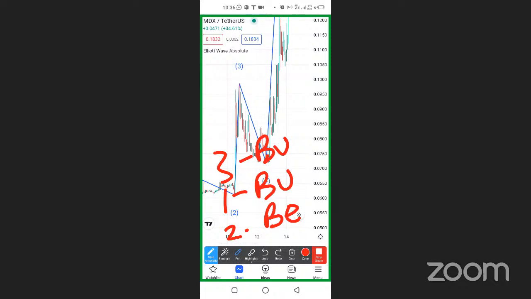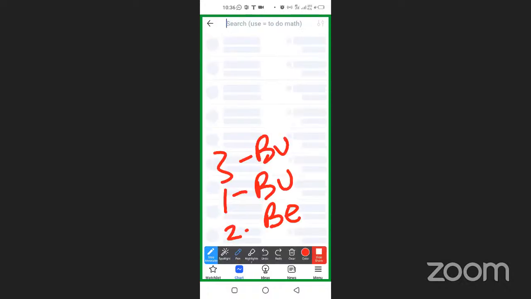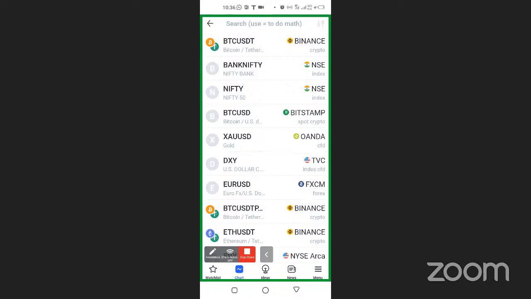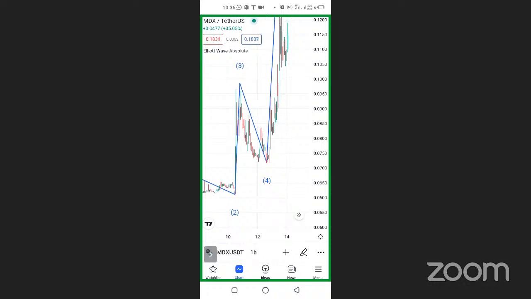From 3 coming down here, it is bearish. From here, 4 is bearish and 5 is bullish.